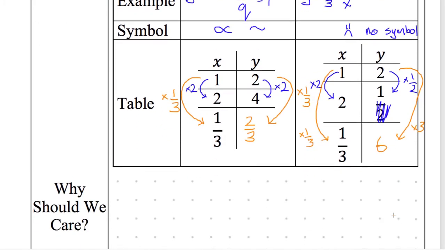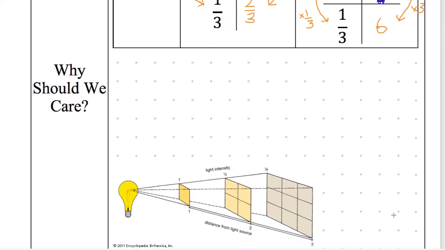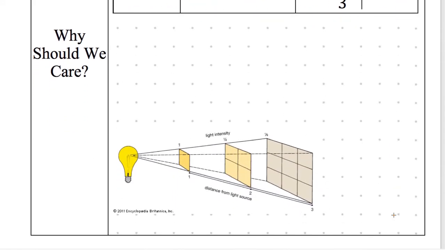All right, that brings us to the question that everyone always asks in mathematics. Why should we care? And this lesson is super important in terms of how you apply this to the real world.